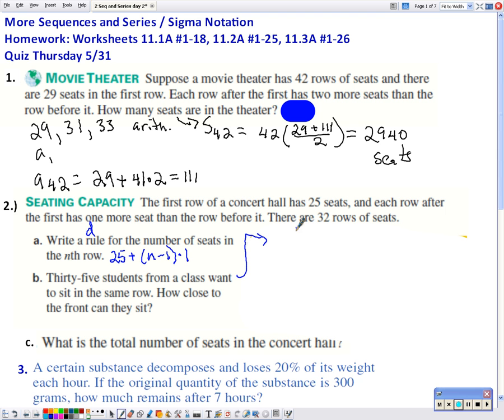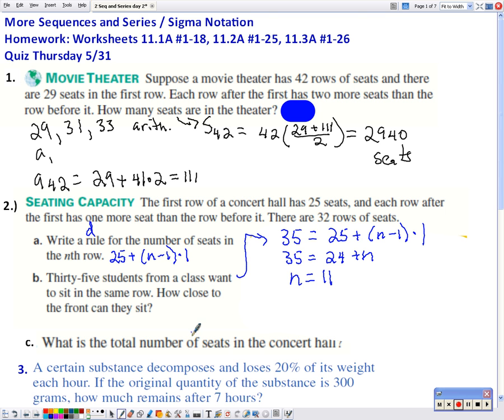Well, 35 is the nth term. So we're going to say 35 equals 25 plus n minus 1 times 1. Well, we know that this is really just n minus 1. And then this would just be 35 equals 25, and then 25 minus 1 would be 24. Subtract 24 from both sides, and we find out that they should be in row 11.